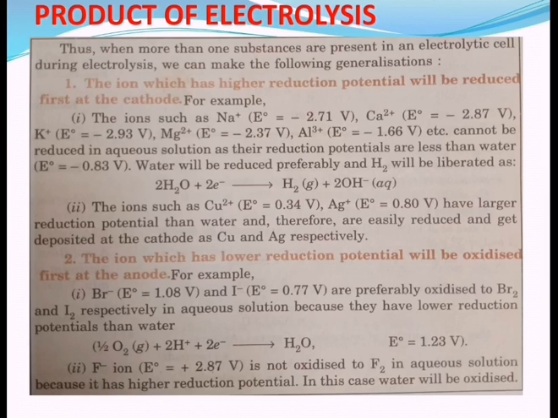There are three important factors that decide the formation of product during electrolysis. First is the nature of electrodes that are dipped inside the solution, the concentration of the solution itself, that the solution is either dilute or concentrated, and the most important is the nature of salt that is dissolved in the solution.